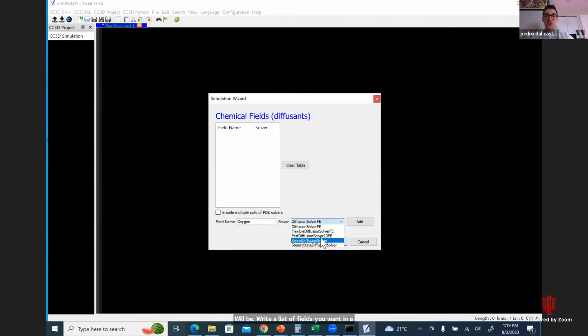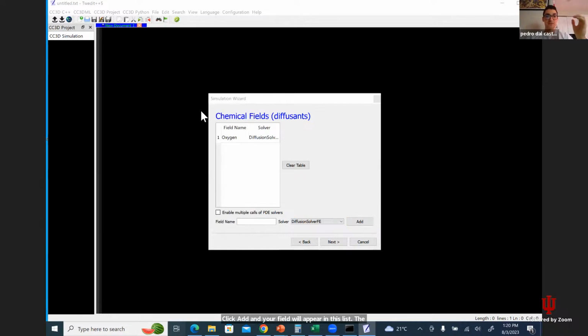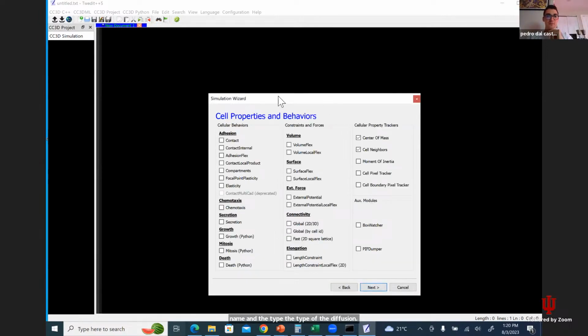Here you can select your diffusion solver. I will use the diffusion solver because I'm interested in showing you the transient and how the field evolves in time. Click add and your field will appear in this list: the name and the type of the diffusion solver. Next. Then here behaviors, etc. Contact volume doesn't matter as well. I'm just modeling the field. There are other options for the field, for example, secretion, but secretion is for the next lecture. So stick with us.